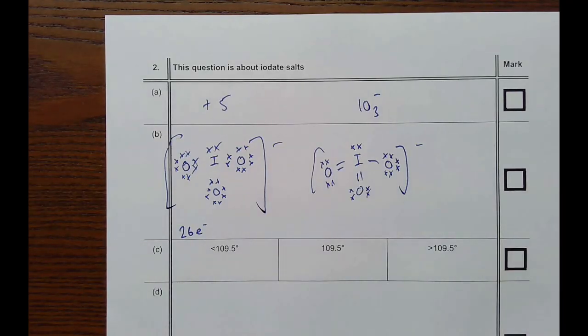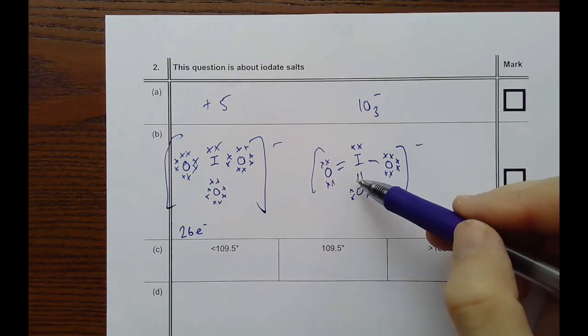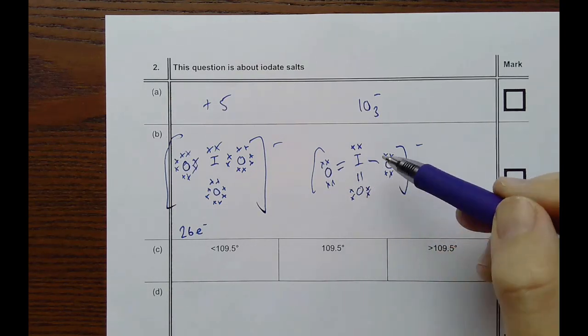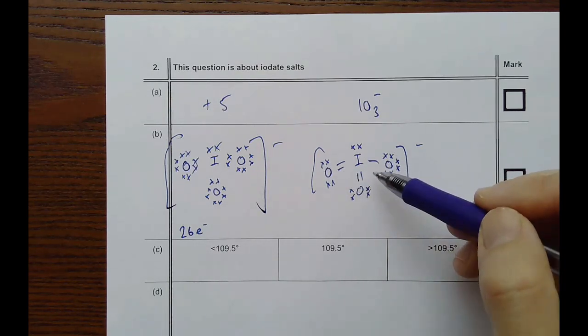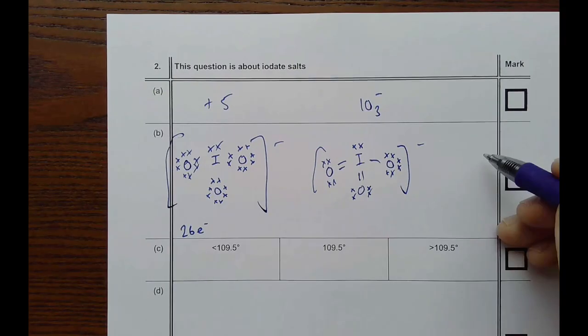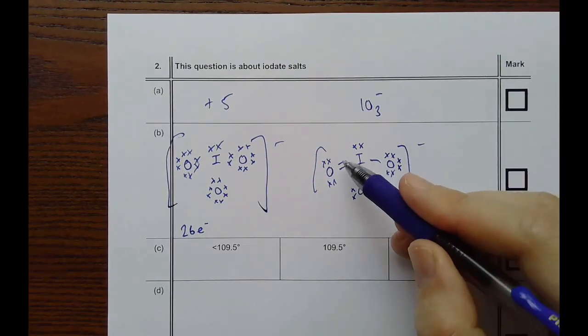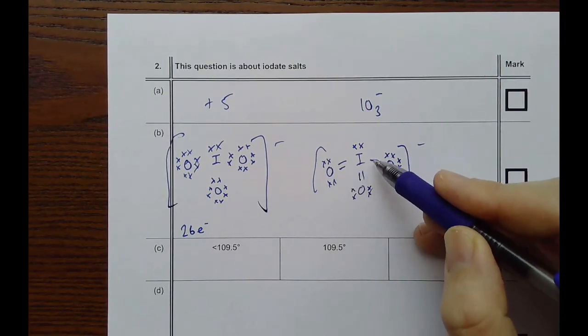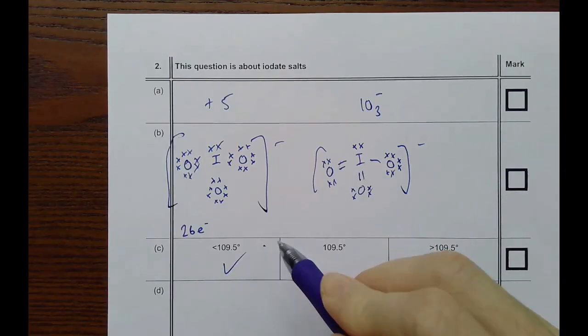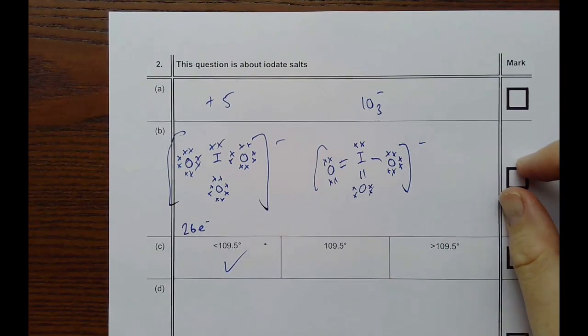Then we're asked what the most likely bond angle is. So this is essentially the same as ammonia. You've got 3 bonding domains, 1 lone pair. So it's based on the tetrahedral, but the angle is going to be slightly smaller because of the repulsion from the lone pair. So it's going to be slightly smaller than 109.5.